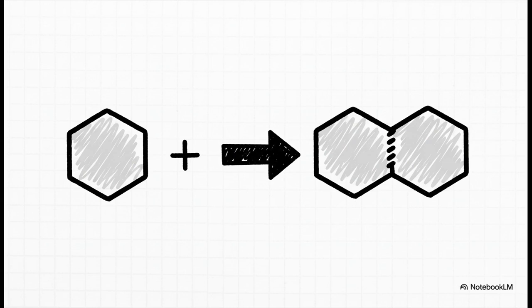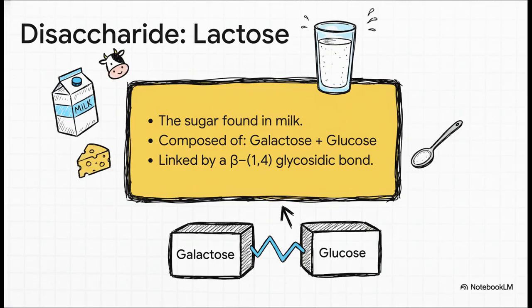When you link 2 monosaccharides together with one of those glycosidic bonds, you get what's called a disaccharide. Let's look at 3 really important ones you've definitely heard of. First up, we've got lactose. This is the sugar that gives milk its natural, subtle sweetness. It's made from one galactose brick linked to a glucose brick.